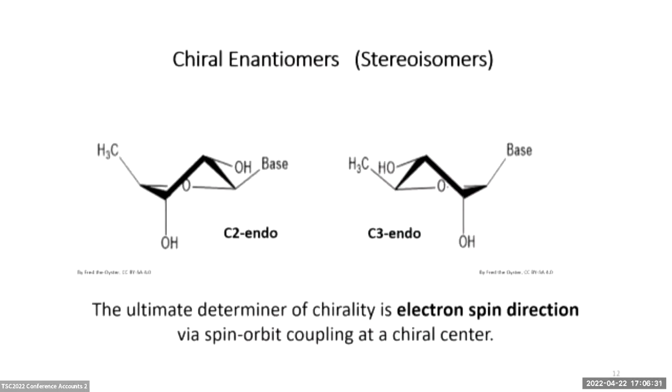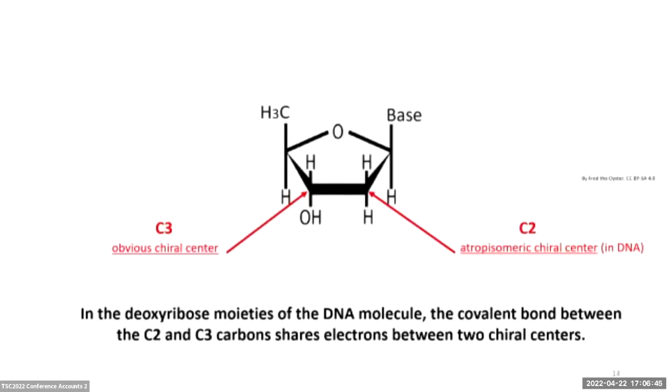C2 endo and C3 endo are chiral enantiomers. They are stereoisomers. What's the ultimate determiner of chirality? The ultimate determiner of chirality is electron spin direction via spin-orbit coupling at a chiral center. And in the deoxyribose moieties of the DNA molecule, the covalent bond between the C2 and C3 carbons shares electrons between two chiral centers.